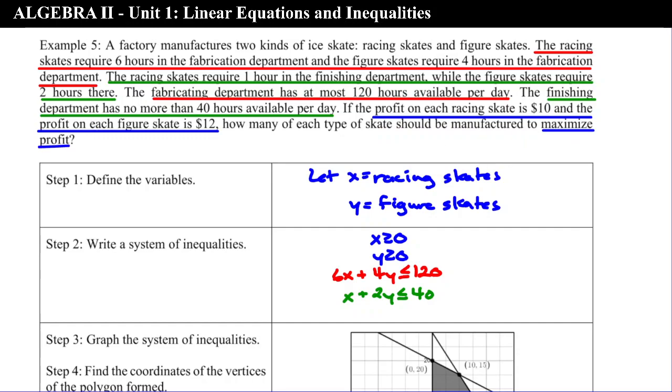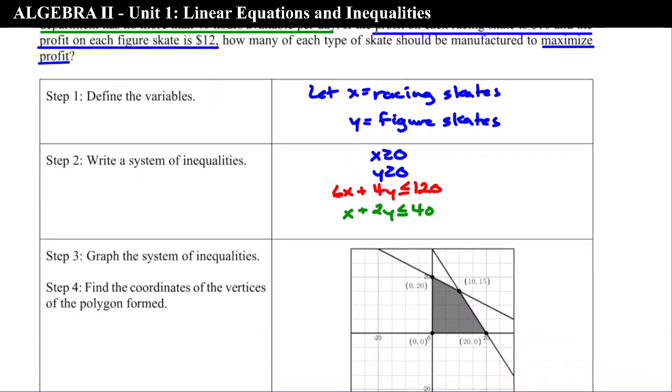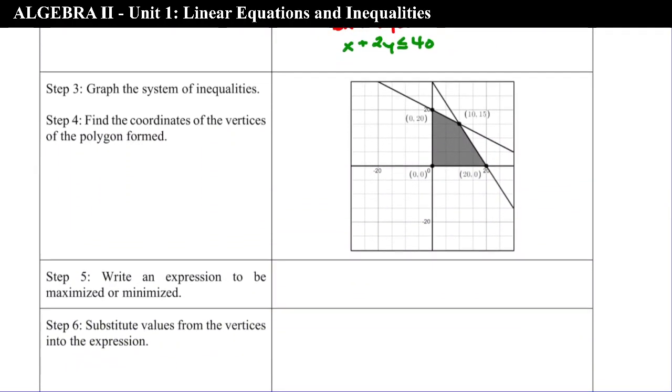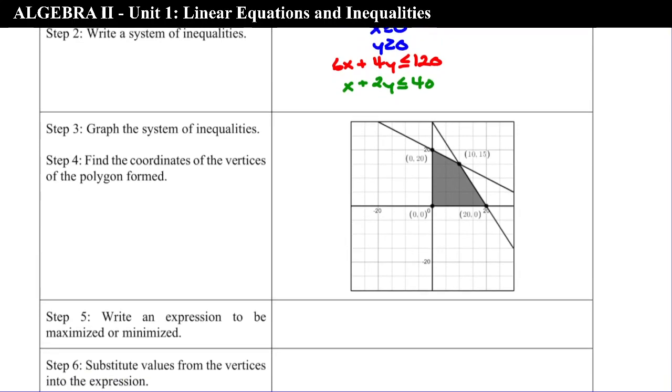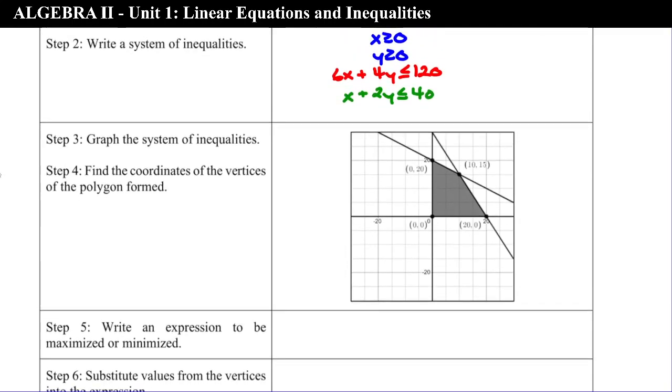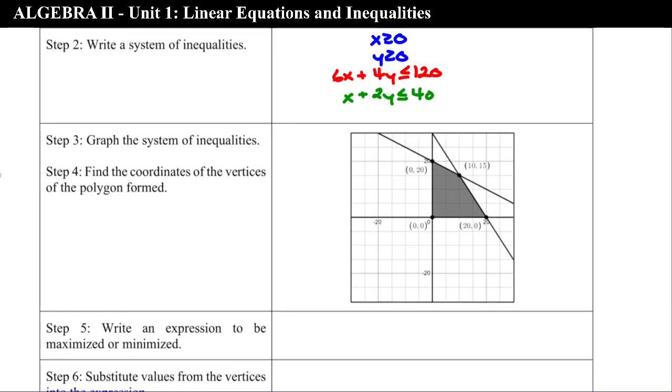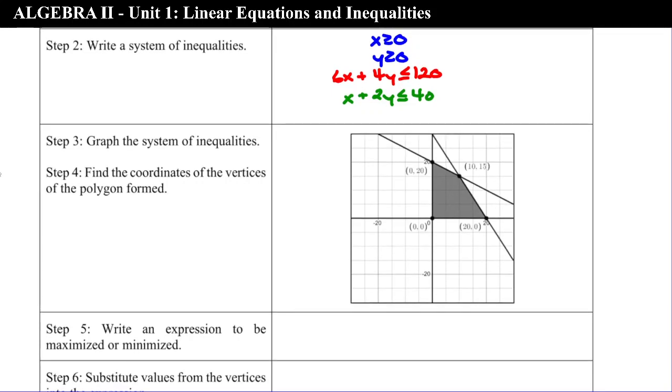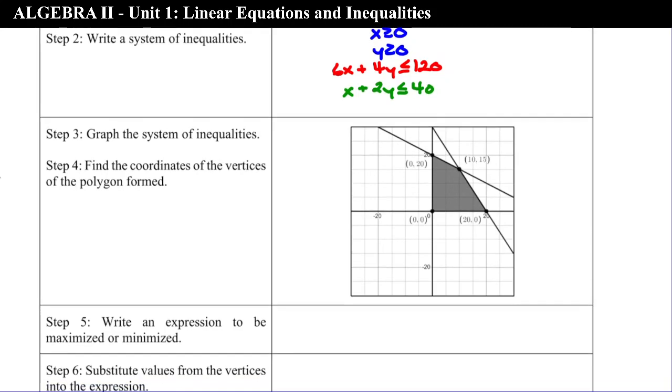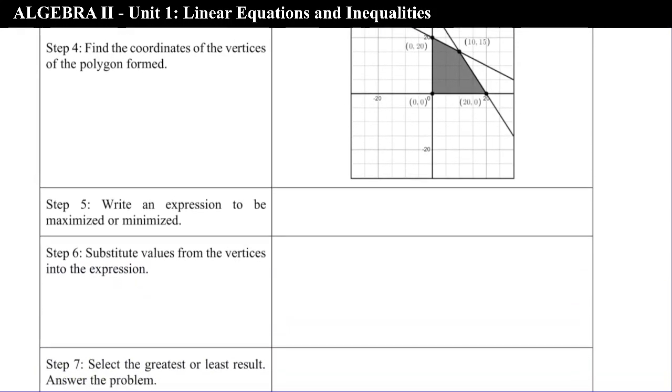So let's go down here, and here I've provided the graph based on these inequalities, and we get our corner points. Again, you can use a graphing utility, or if you would like to do it by hand, that is still an option. And then we are going to write an expression to be maximized or minimized. That is our objective function. That's what we were just talking about.